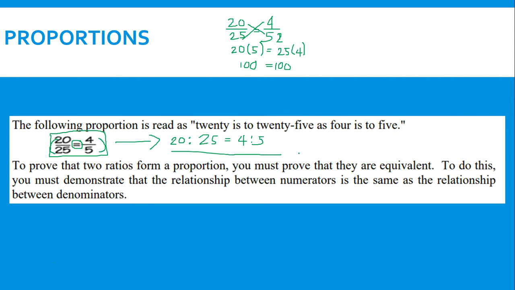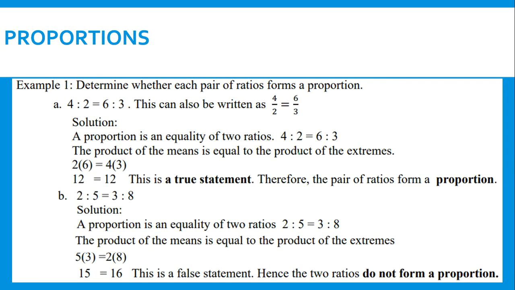Okay? Okay, so let's tackle some examples. So let's start with example number 1. Determine whether each pair of ratios forms a proportion. Let's start with letter A. 4 is to 12 equals 6 is to 3. This can also be written as 4 over 2 equals 6 over 3.